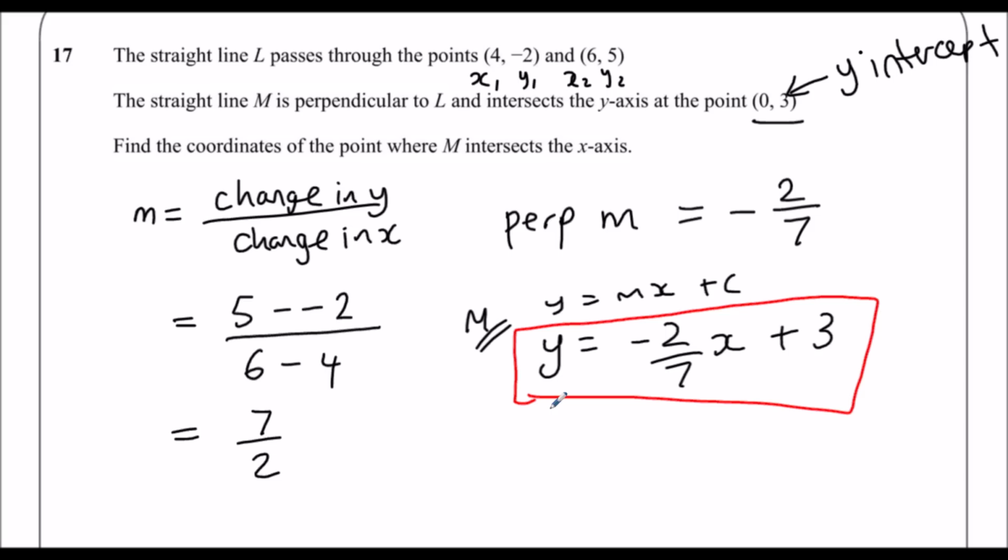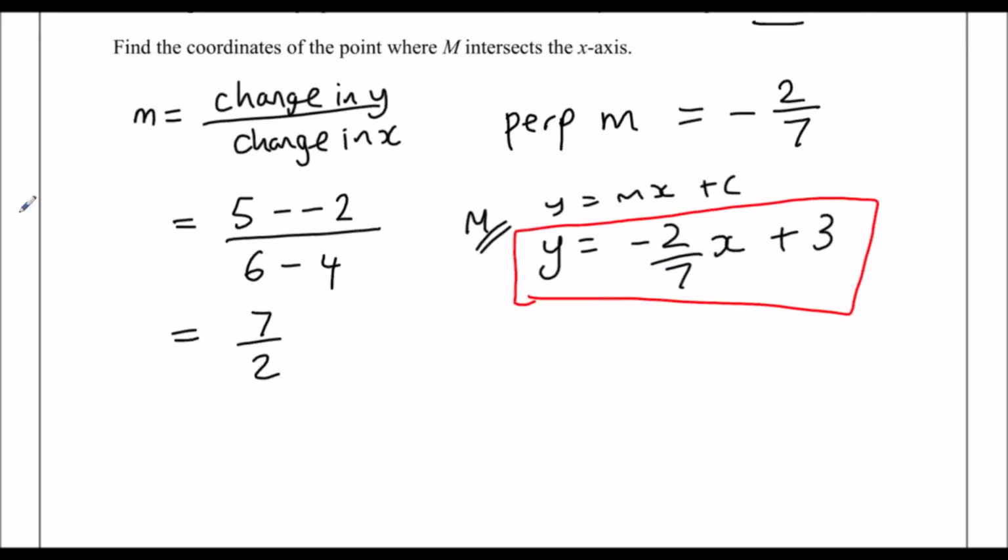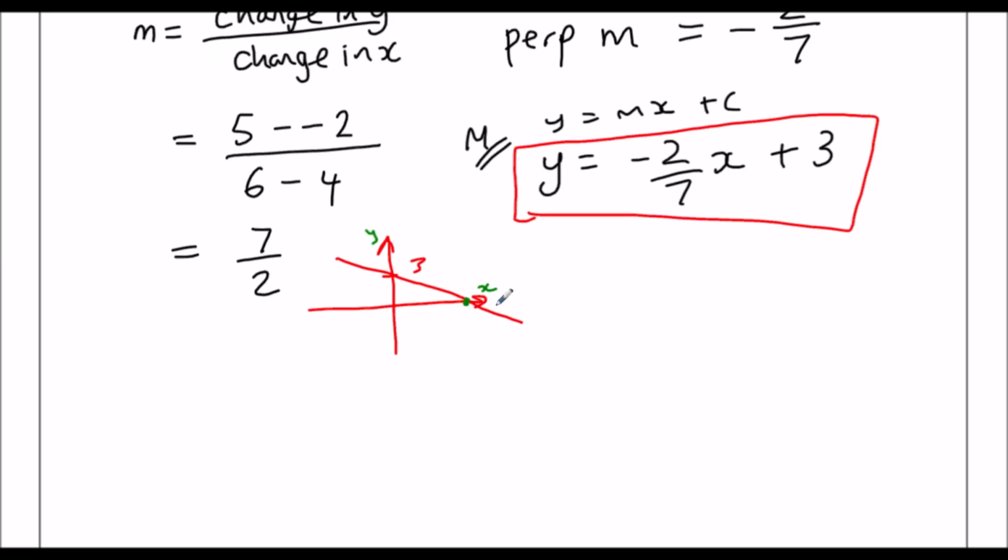Where does it intersect the x-axis? It crosses the x-axis when y equals 0. So if you've got a straight line like this, it crosses the x-axis when its y-coordinate is equal to 0. So if we make the y-coordinate 0, we can find where it crosses the x-axis. So 0 is minus 2/7 times x plus 3.